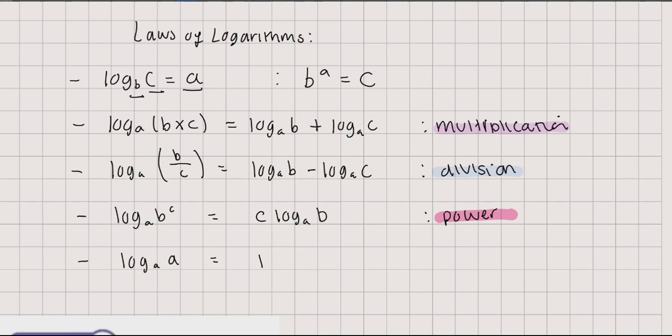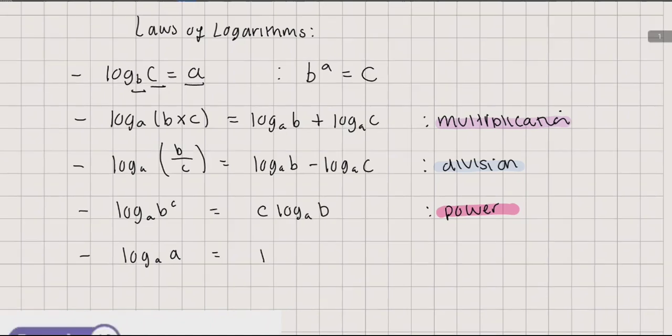We have the power rule, which is if we have log base a of b raised to the power of c, then we can bring that power forward to the front, and we have c times log base a of b. And then a final thing to note is that log base a of a is equal to 1. So if you have log base 5 of 5, then it's just equal to 1.